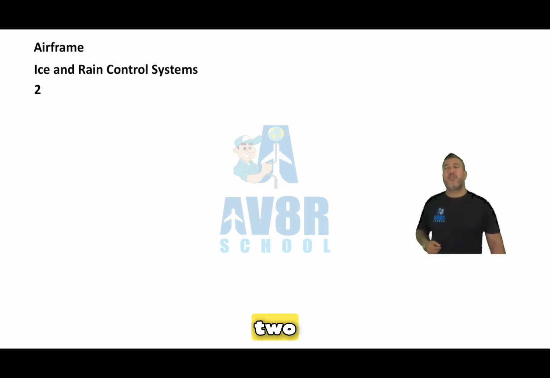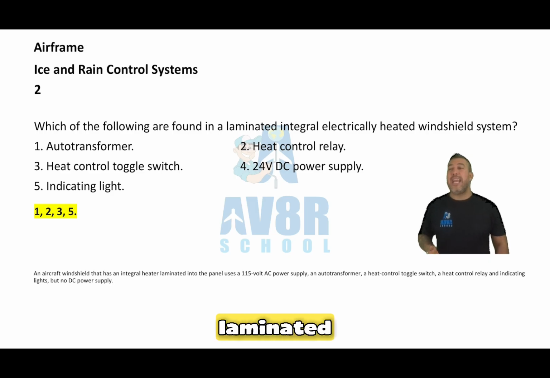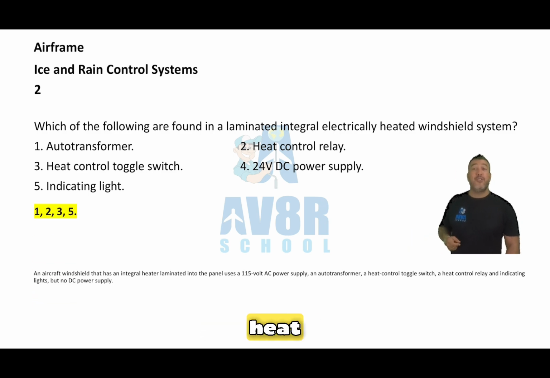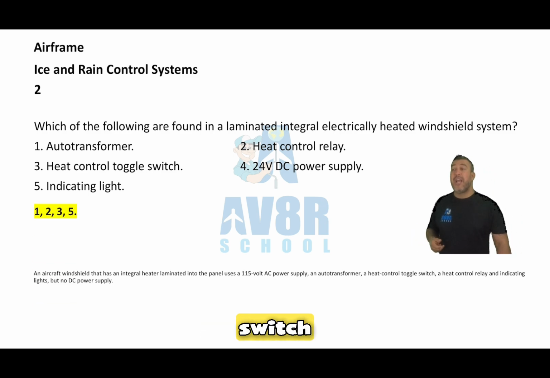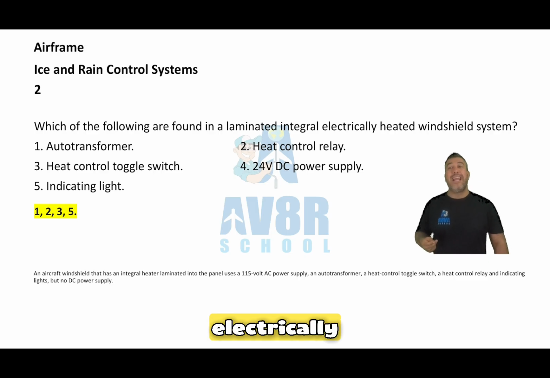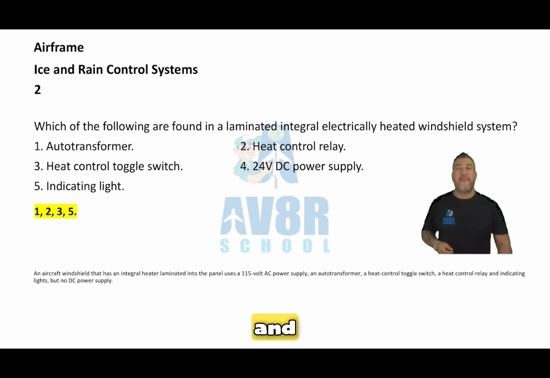Number 2, 1, 2, 3, and 5. Which of the following are found in a laminated integral electrically heated windshield system? You'll have an auto transformer, a heat control relay, a heat control toggle switch, and an indication light. Those are usually found in laminated integral electrically heated windshield systems. 1, 2, 3, and 5.